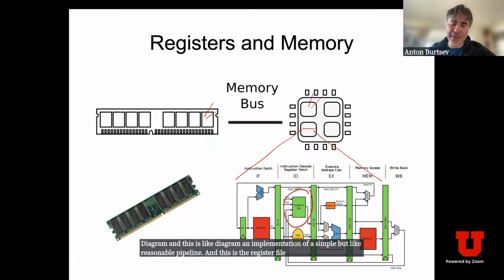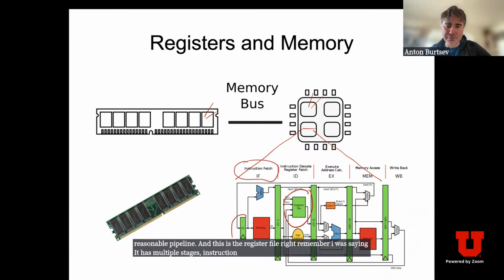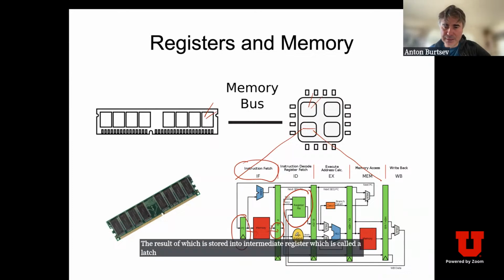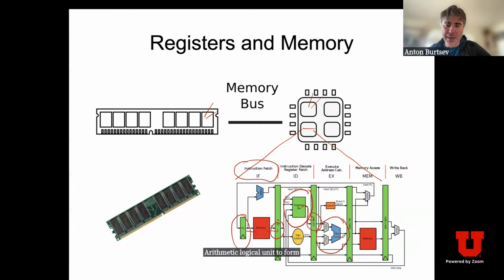Remember I was saying it has multiple stages: instruction fetch, we use a program counter to read the instruction from memory. The result of it is stored into an intermediate register, which is called a latch. Then we decode the instruction, see what needs to happen to it. And sometimes we read this register file and put it in some intermediate latch registers here. And if we do addition, we use this arithmetic logical unit to perform an addition and maybe write back to the register, stuff like that, right?